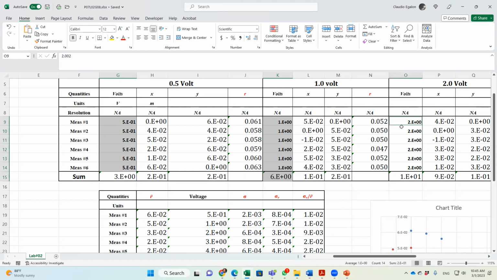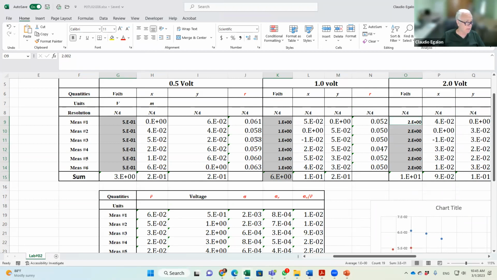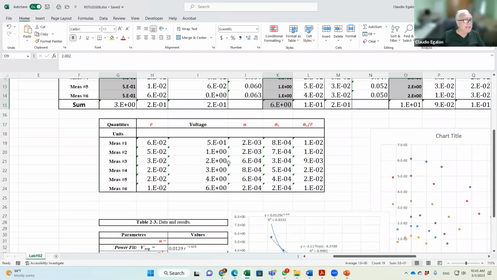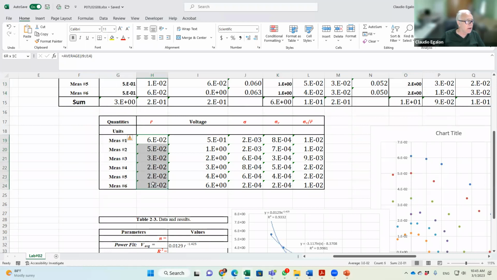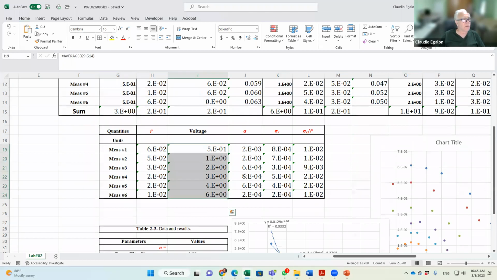Check your table, right? X and Y are 3. X and Y is 3 decimal places, not 3 significant figures. And then you have the R here. The R is in red. You don't need to display significant digits for R, but you need to display significant digits for the voltage.